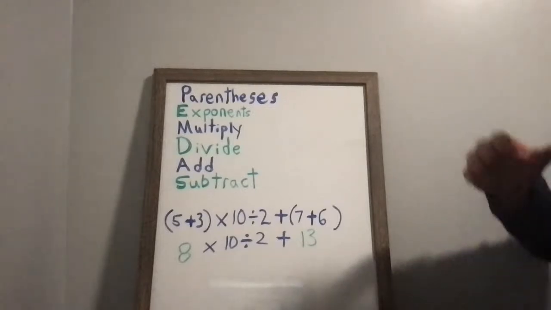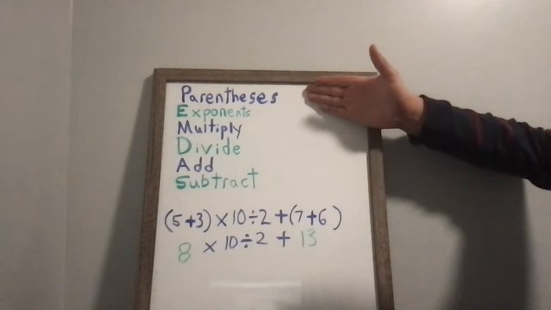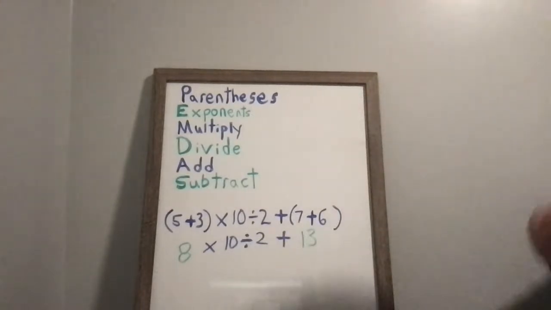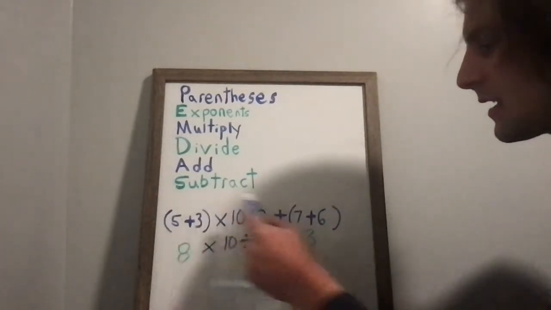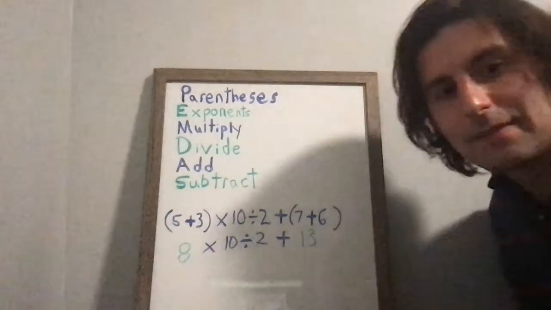So parentheses is always the first step. Parentheses takes priority over everything. So I solved the two numbers in the parentheses. 5 plus 3 equals 8. 7 plus 6 equals 13. So that's step 1.